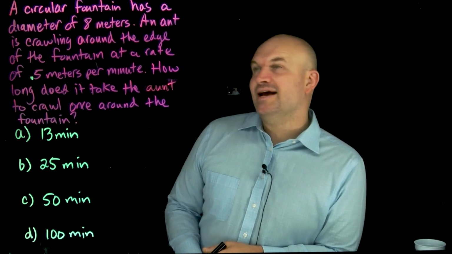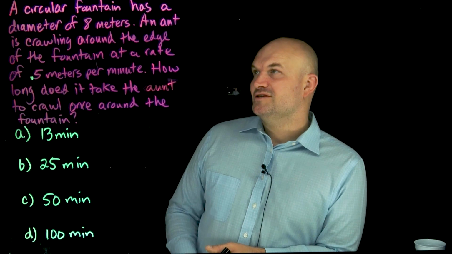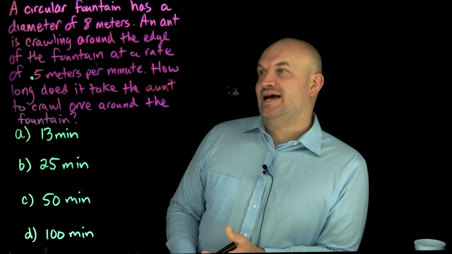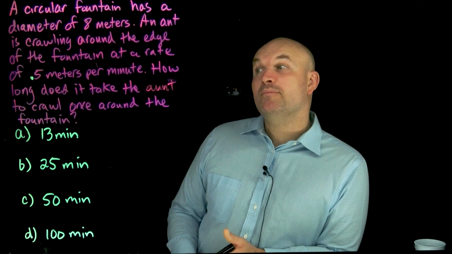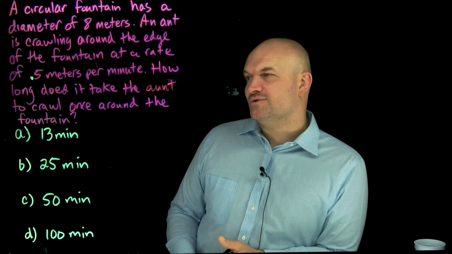All right, let's go ahead and work on this word problem. So this one's kind of a big chunk, but we'll try to do our best here. This one says a circular fountain has a diameter of 8 meters. An ant is crawling around the edge of the fountain at a rate of 0.5 meters per minute. How long does it take the ant to crawl once around the fountain?